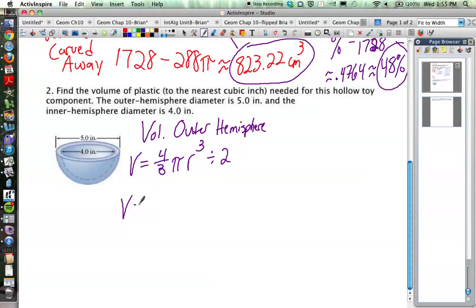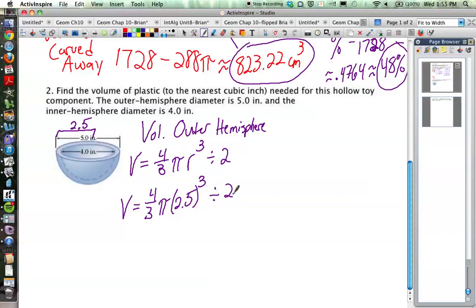I think I'm going to start off with the 4/3 pi r cubed and then divide by 2 at the end of the problem. So in this particular problem, we're looking at the outer hemisphere, and the diameter is 5, so the radius is 2.5. So that's going to be our radius that we're going to use. So 4/3 times pi times 2.5 cubed. Again, we'll divide that by 2 at the end.